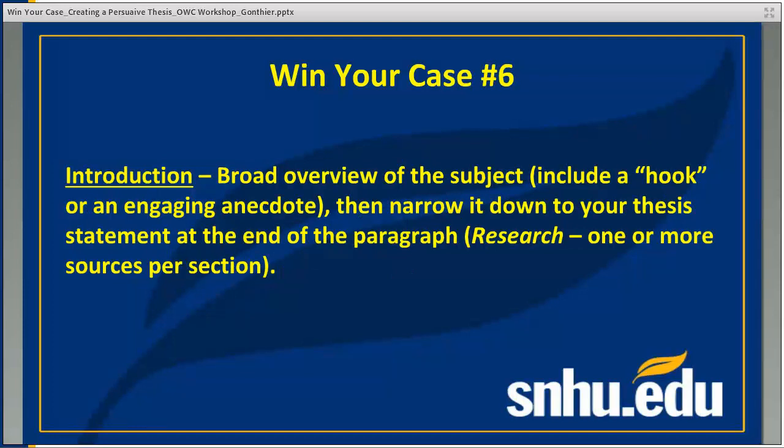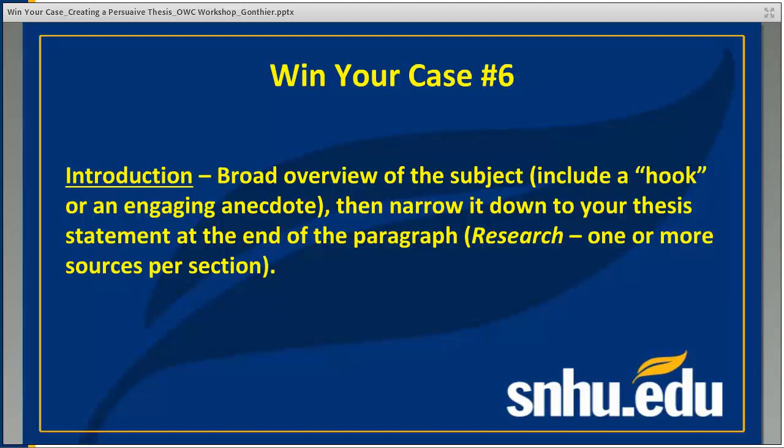We're on your case number 6. Okay, now in the next 3 slides, I'm going through the whole process of the structure of the paper. Introduction, body, and conclusion. So in your introduction, include a broad overview of the subject, include a hook or an engaging anecdote, really important for a persuasive paper. Then narrow it down to your thesis statement at the end of the paragraph. And I have research. You might want 1 or 2 sources in this section. Okay, this is giving you an idea of where you might want to.